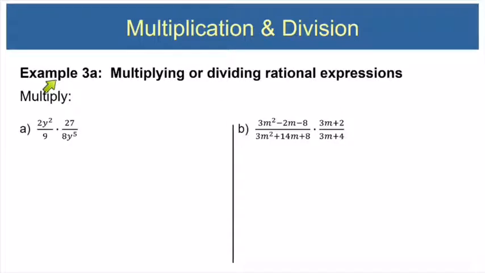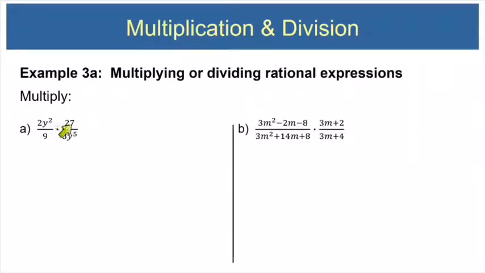Let's take a look at example 3a, and we're going to be just multiplying here. And in part A, we have just a really simple example. I have 2y squared over 9 times 27 over 8y to the 5th. So now what I want you to do is get in the habit of simplifying before you multiply. See, if you multiply first, you'd have to do 2 times 27 and 9 times 8, and that would lead you to some pretty big numbers.